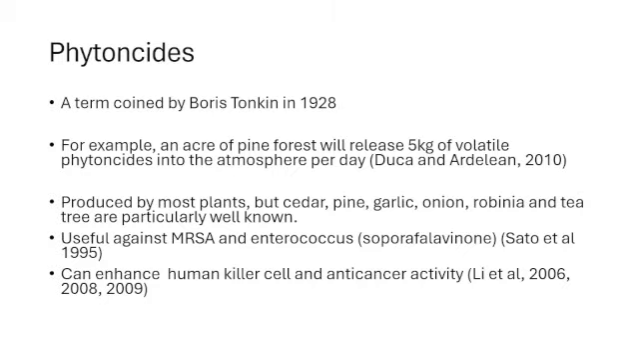Robinia, locust, tea tree, and phytoncides, when we're exposed to them, affect our immune systems too. For example, they seem to stimulate activity of our killer cells, our natural killer cells, our T cells. They encourage us to produce cytotoxic effector molecules. They may have an anti-inflammatory effect. They may help us reduce blood glucose.